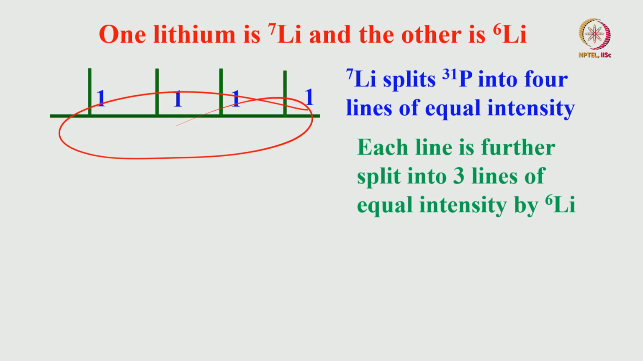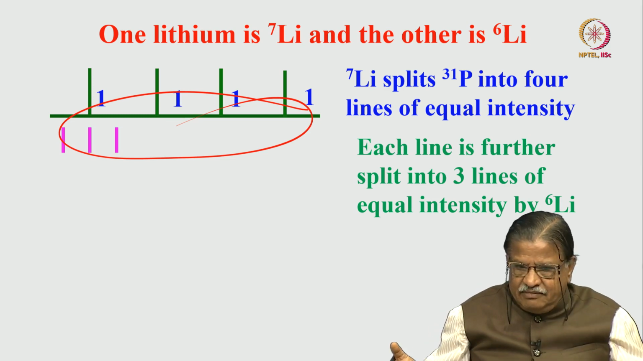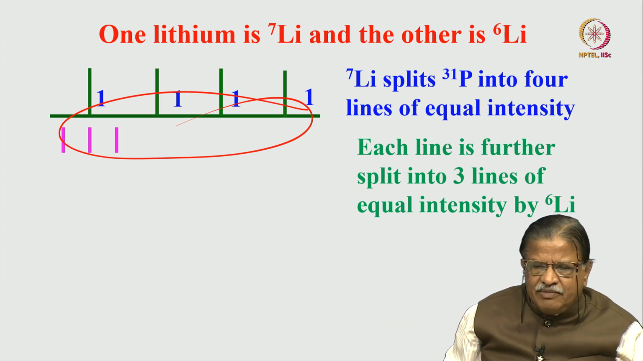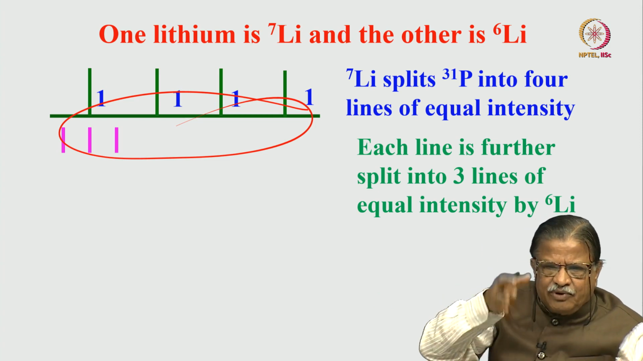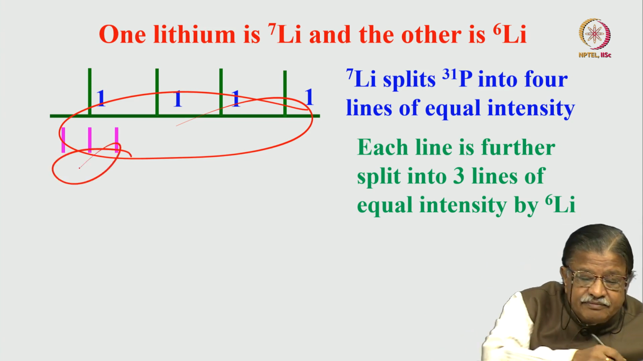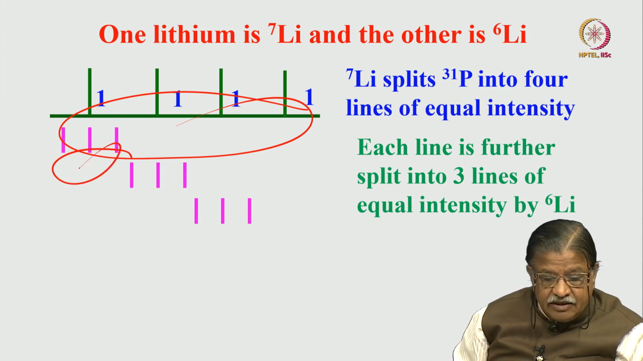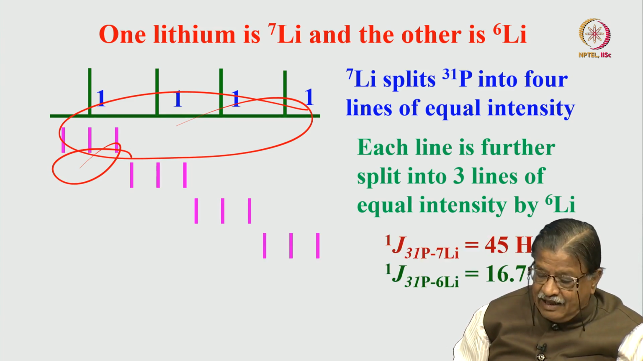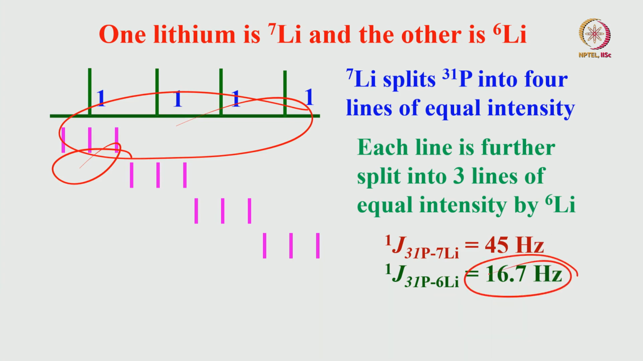Now what is happening? It is also coupled to lithium 6. What is its spin? Its spin is 1. So, when spin is 1, each line is split into 3 lines of equal intensity. That is what we have been discussing in CDCl3, everything we discussed. In CDCl3, we just showed that deuterium is spin 1, it will be 3 lines of equal intensity. So, this will be 3 lines, this will be 3 lines, this will be 3 lines, this will be 3 lines. And then this coupling is only 16.7 hertz.